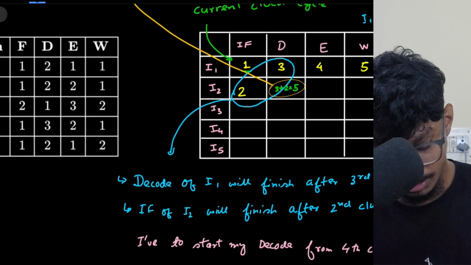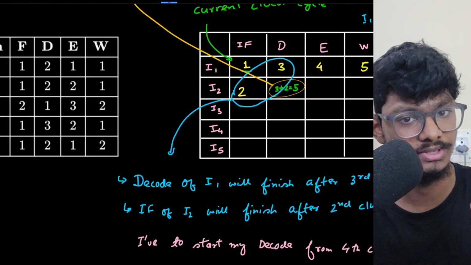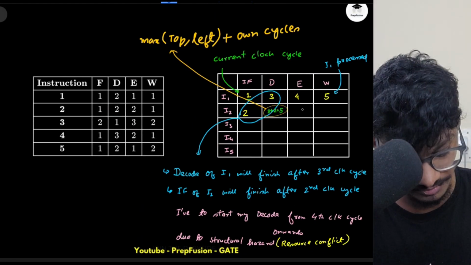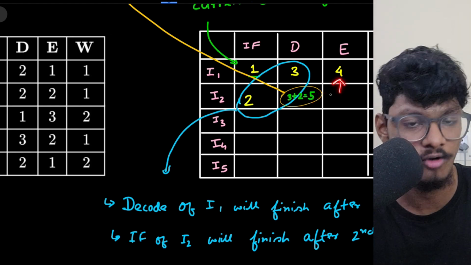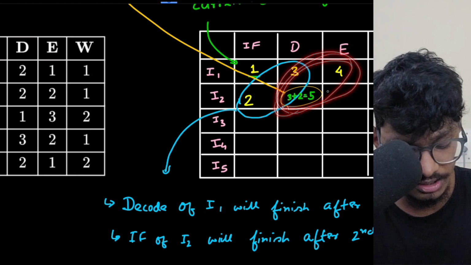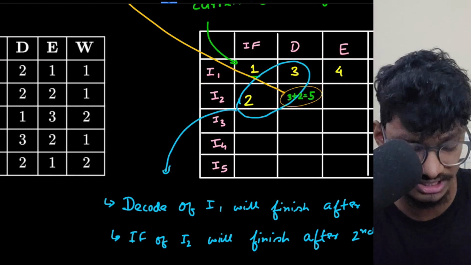Okay. Now in the next stage also I will do the same thing. I will not explain again. I have already explained. If you couldn't understand this, please go and rewind. I will apply the same procedure here. I will check for the maximum of left and top. So what is the maximum of left and top? It is 5, right? After 5 clock cycles, this I2 decode stage is getting finished.